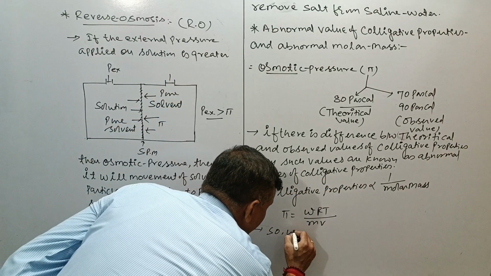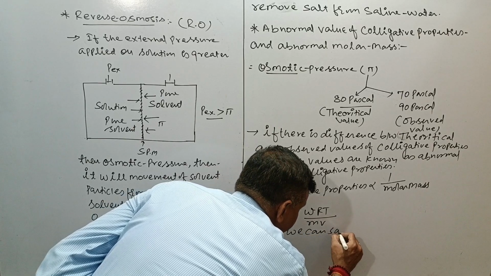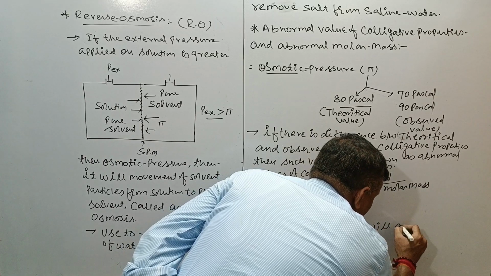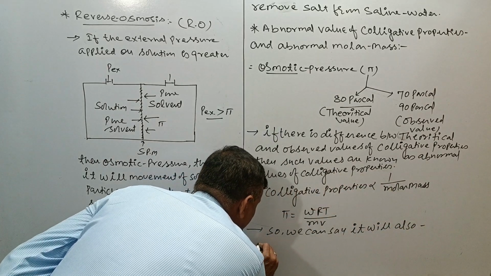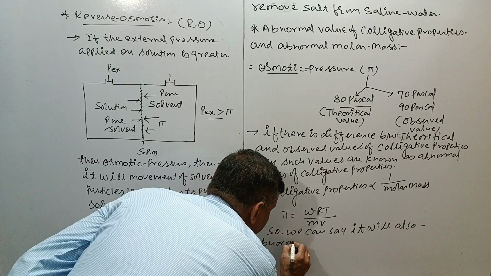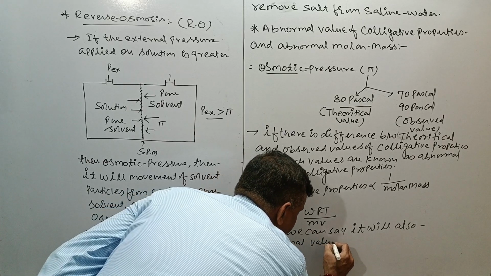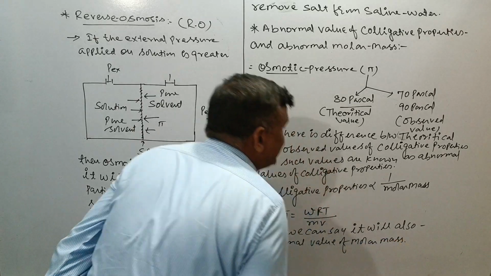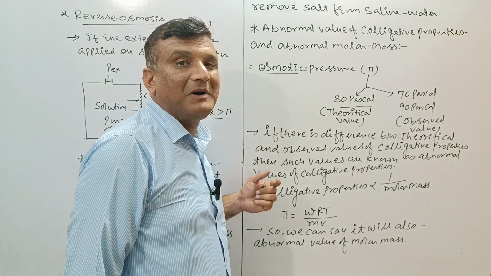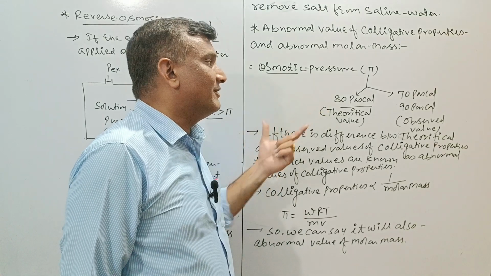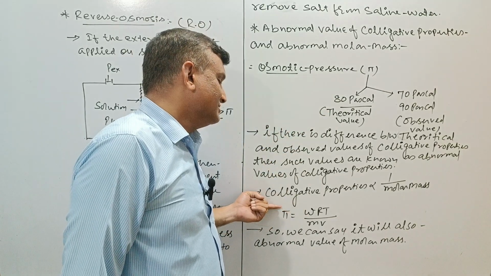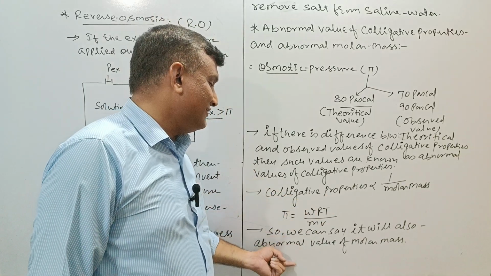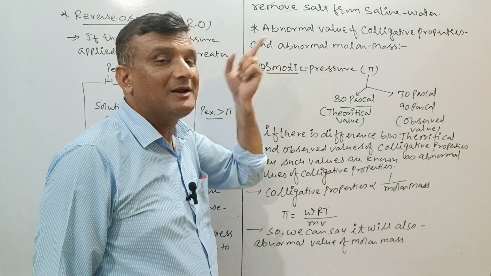So we can say that it will also be an abnormal value of molar mass. This condition is called the abnormal value of the molar mass. If there is an abnormal value of the colligative properties, then, due to being inversely proportional, there will also be abnormality in the molar mass, and that value of the molar mass is called abnormal molar mass.